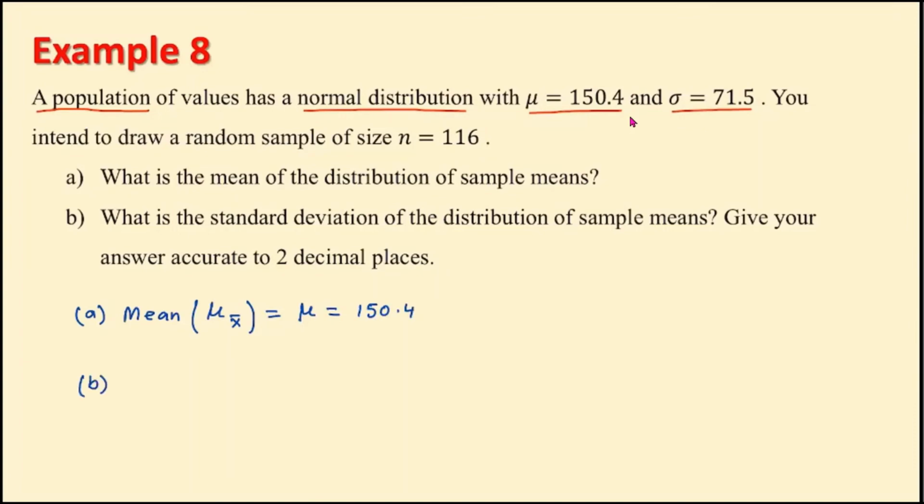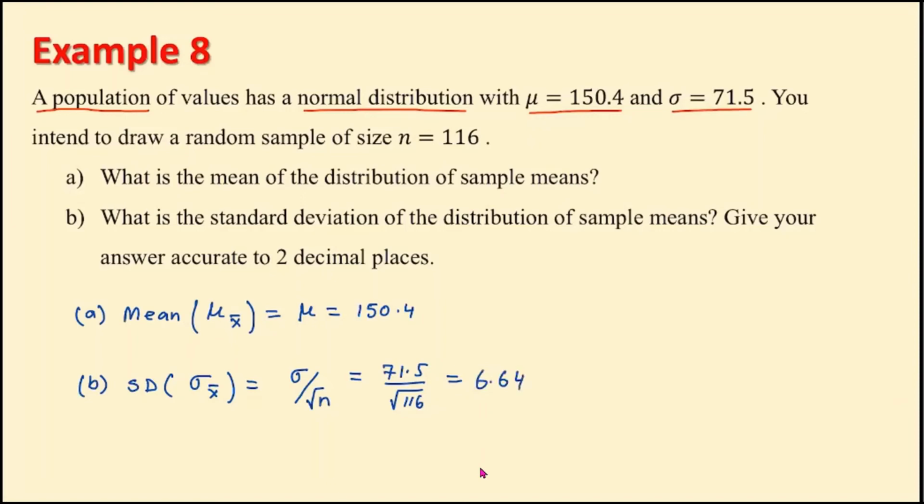In part B, we are asked to calculate the standard deviation of the sample means. So we want the standard deviation for the sample means, which is sigma sub x bar, and is given by the formula population standard deviation over the square root of n. Population standard deviation in this case is 71.5. And we divide that by the square root of the sample size, square root of 116. We simplify this using calculator, and we are asked to write the value up to 2 decimal places.